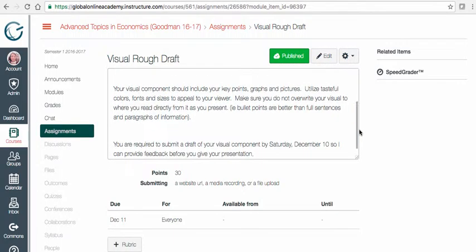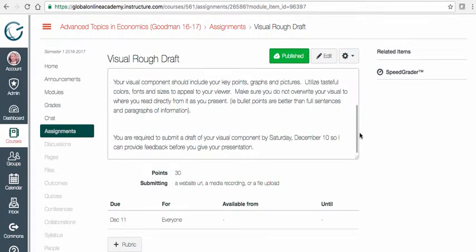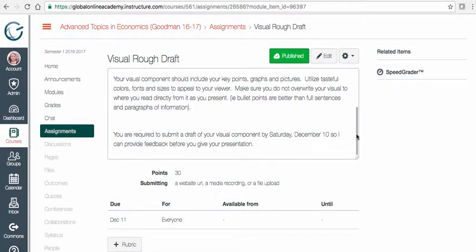Now for your visual component, you should have your key points, your graphs, your pictures. Try to be very tasteful. Don't over type or over saturate your visual with words. It's much better to have it short and succinct, and then that way you have more to talk about as you're actually giving your presentation.